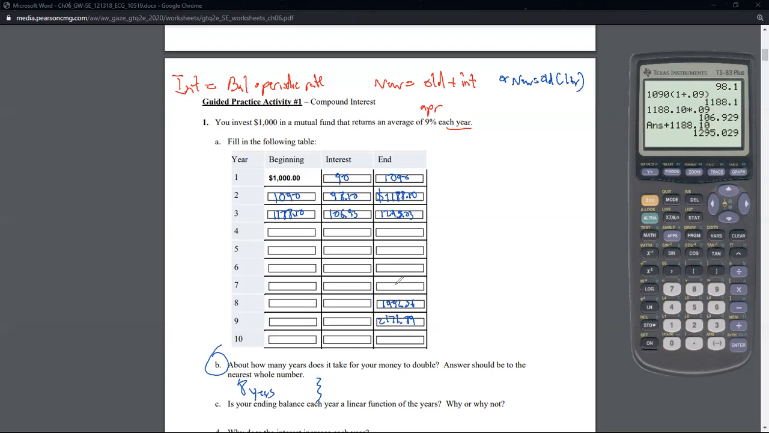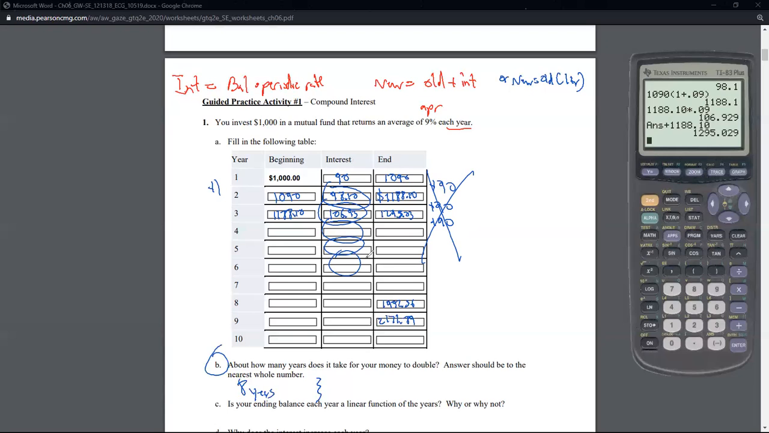So then they ask, is your ending balance each year a linear function of the years? Why or why not? If it was linear, that means that every year it would be going up the same amount. So every time we add 1 year here, we added $90 here, so we would expect this to add 90 and then add 90 and then add 90, etc., because we gained $90 in interest first. But unfortunately, those are all wrong. Our interest got bigger and bigger and bigger that you can't see.